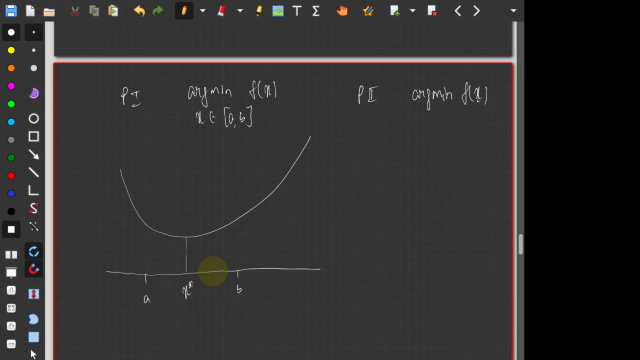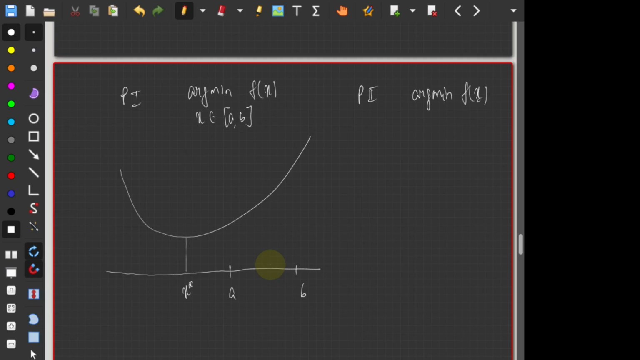But that may not always happen, right? It could be that the interval a comma b is either to the left of x star or to the right of x star. So suppose, without loss of generality, I'll assume that it's to the right of x star. Then what happens to the minimizer?